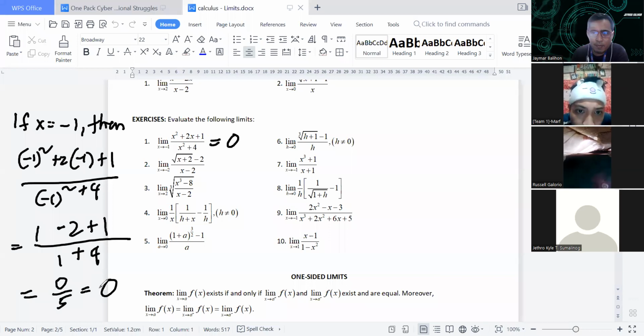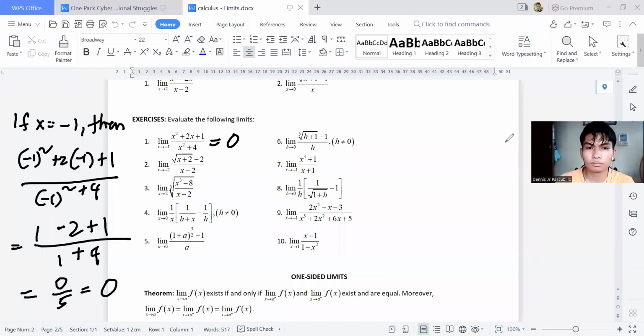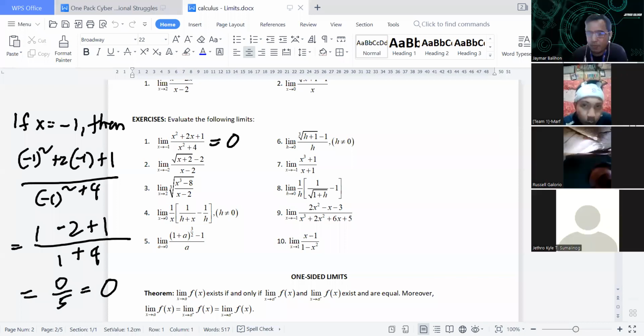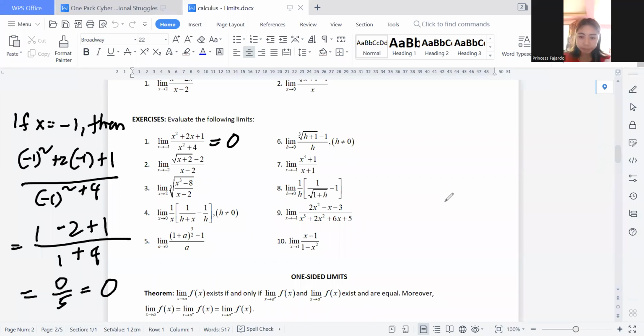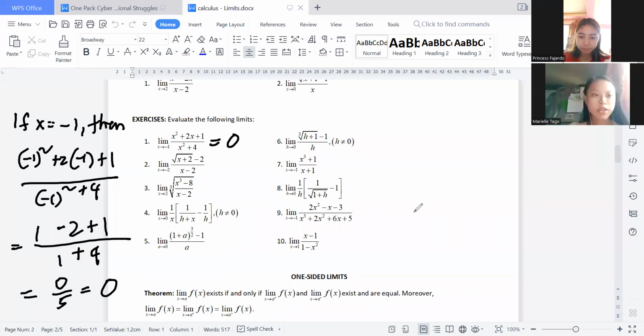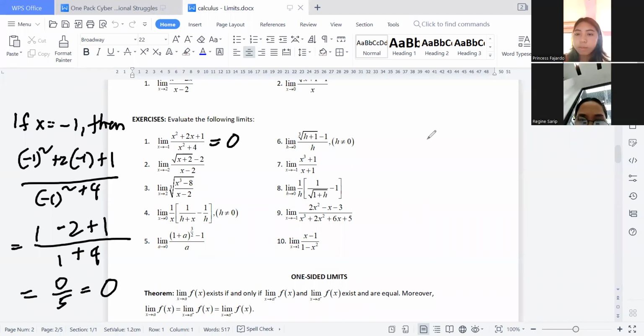Any question for number 1? Clarification. Russell, do you have any question for number 1, Russell? None. Okay, how about John Louis Akuba? Do you have any question, John Louis? None, sir. How about Mariel Tago? Do you have any question? None, sir. You understood it. Aside from asking if you have any question, I will be asking later about what you understood.